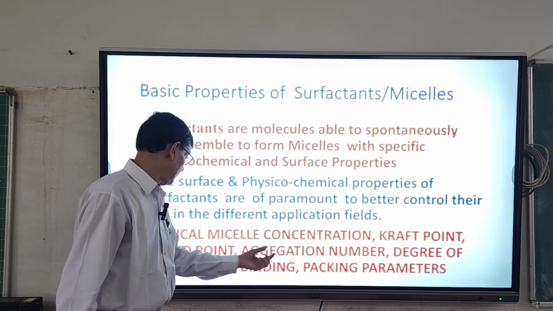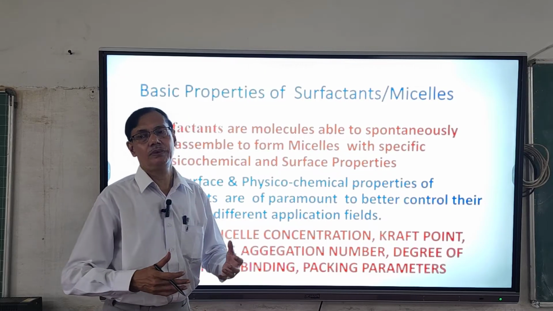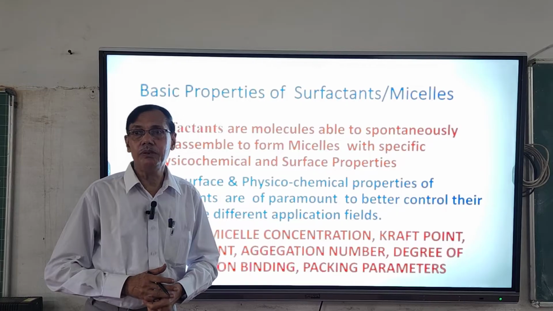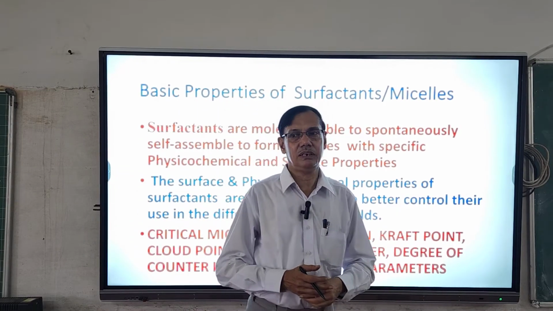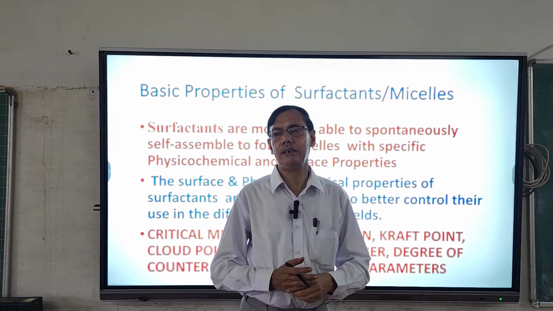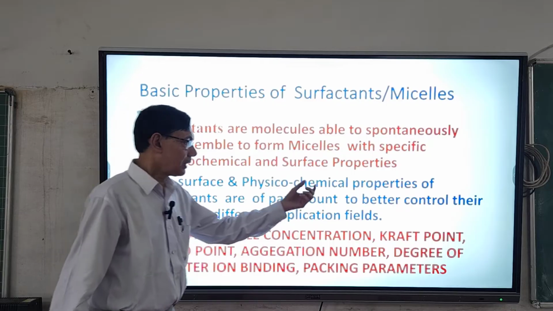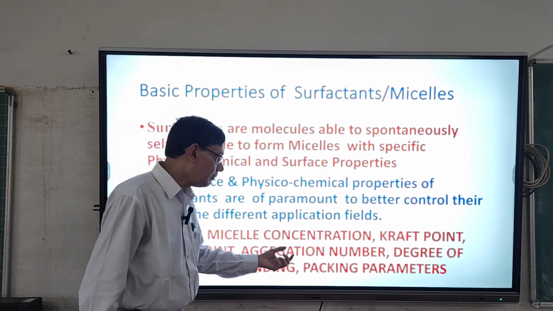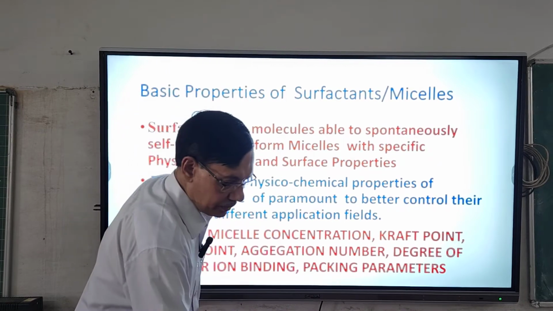Then aggregation number, degree of counter ion binding, I have already told you, packing parameters, aggregation number. So these are some important properties of the micelles. If there is a short question asking what the various properties of the surfactant or micelle are, you can write that CMC is one property, Kraft point is one property, cloud point is one property, aggregation number, packing parameters, counter ion binding, all these things.